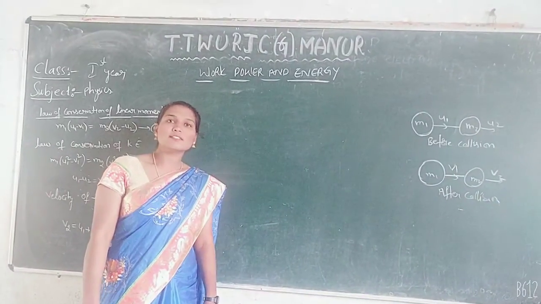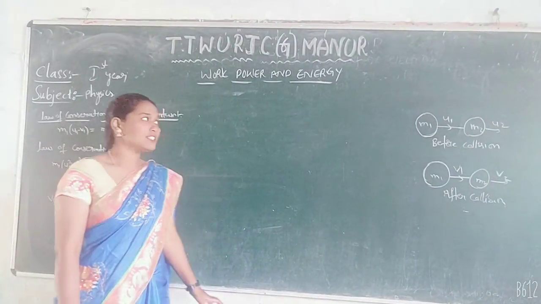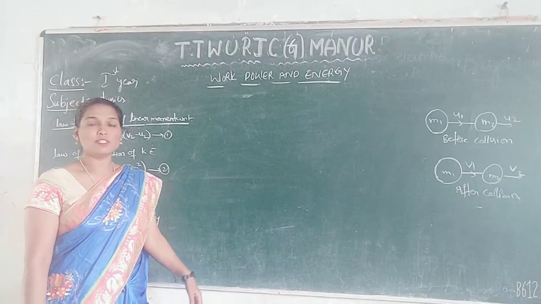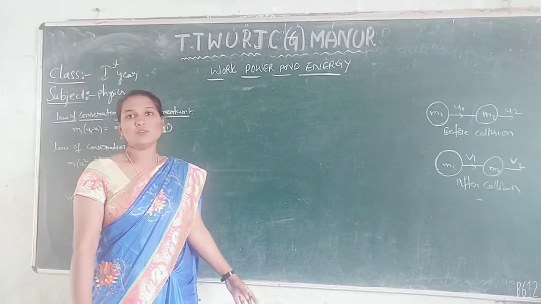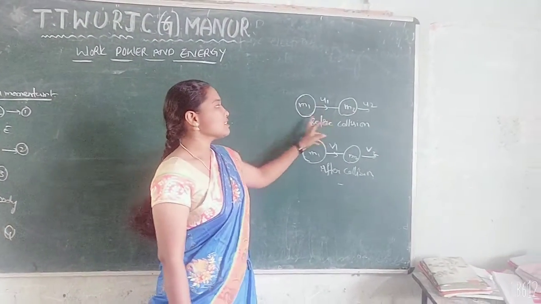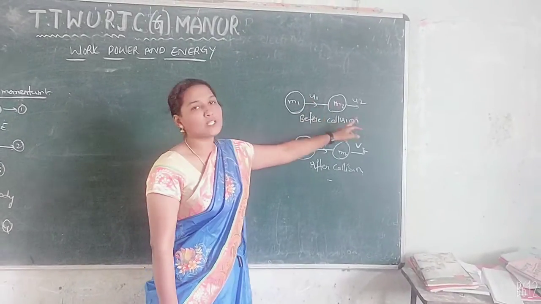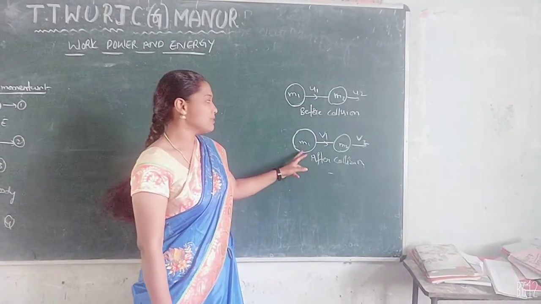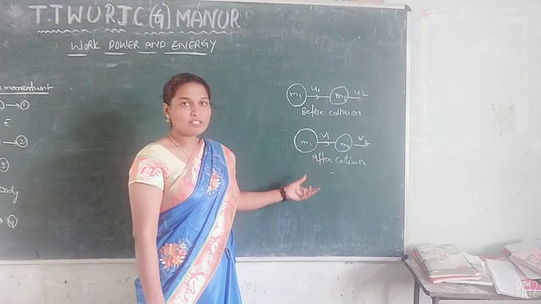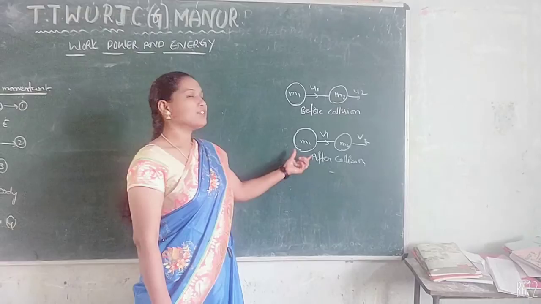In the last class we discussed one-dimensional collision, what a collision is and the different types of collision, and how the collision takes place in one dimension. You have already seen that when two bodies are moving initially with the velocities u1 and u2, after collision the velocity of the bodies changes to v1 and v2. Now we will find the velocity of the first body.